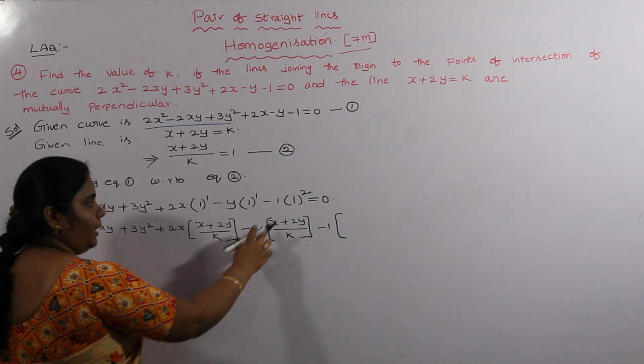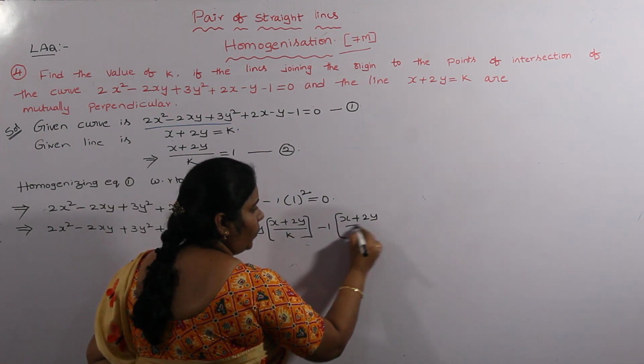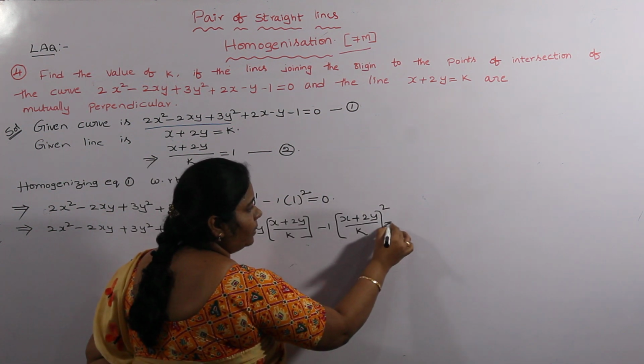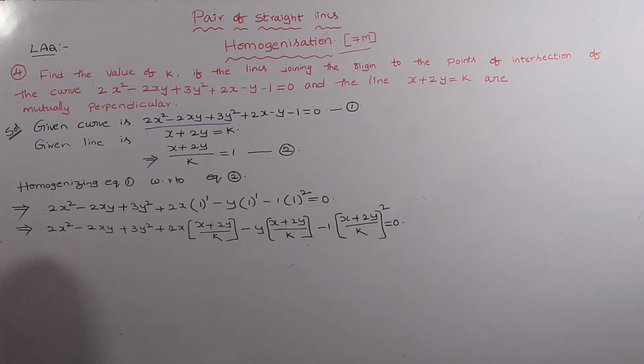1 is equal to what? x plus 2y by k. Here we have the square, so we take the square of x plus 2y by k, equal to 0. Okay, now take the simplification.